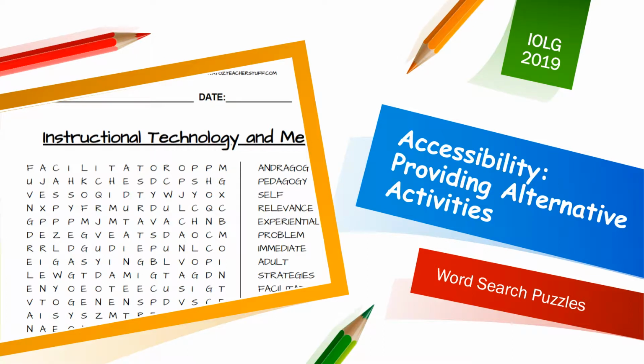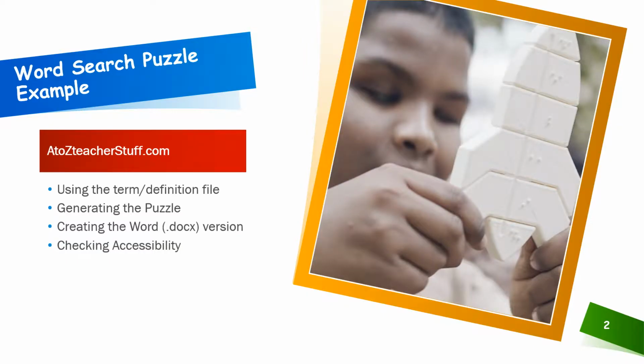Welcome to this segment, Accessibility, Providing Alternative Activities, Word Search Puzzles. In the video segment which follows, we'll explore creating a word search puzzle example. We'll use a resource from a2zteacherstuff.com. In this video, we'll explore using the term definition file, generating the puzzle, creating the Word.docx version, and checking accessibility.